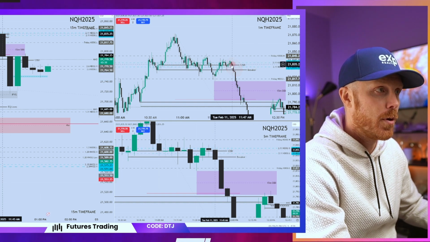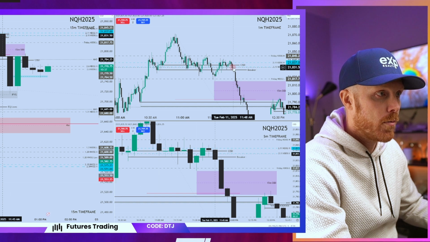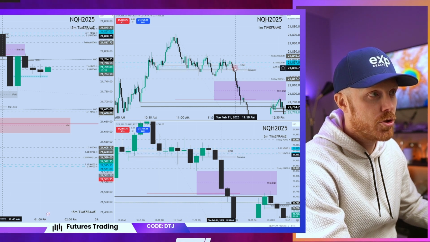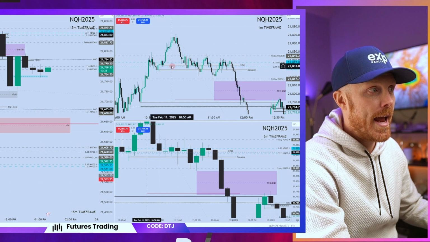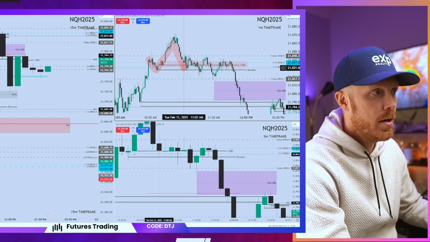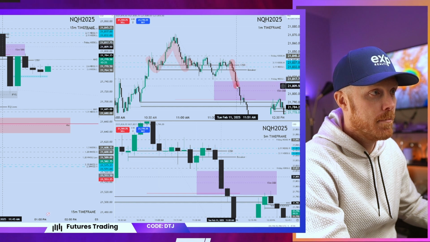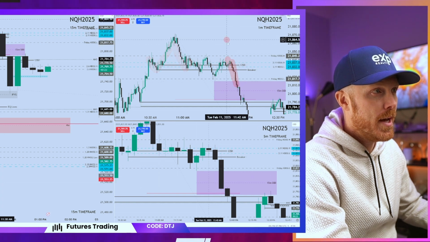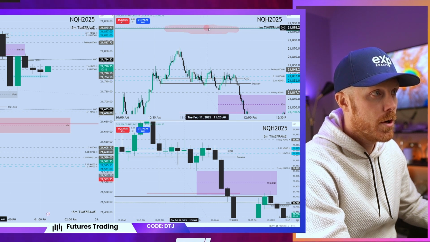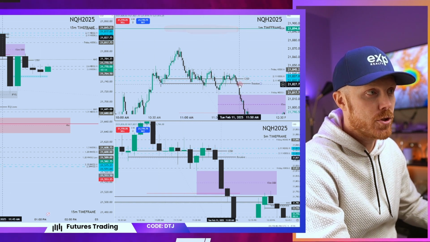On this example, I took a short right around here, right around 11:49. I went short because I had the 5-minute change in state of delivery. I had the breaker. I had time aligning with that, but I did not have the higher time frame confirmation that says we're going to roll over. So this was not an A+ trade.